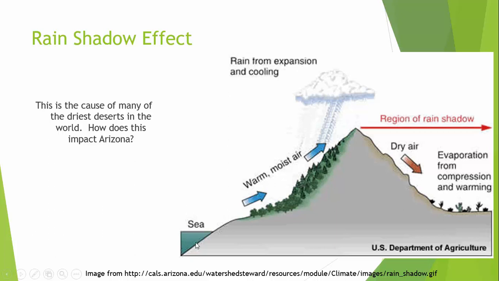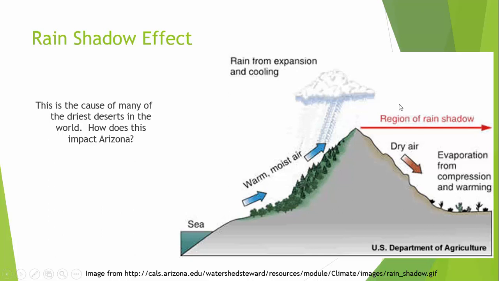There's a body of water. The moisture is coming off the body of water and travels over land. As it rises up, it cools off, the water condenses, and precipitation falls. This lovely verdant landscape is on the side with the body of water.